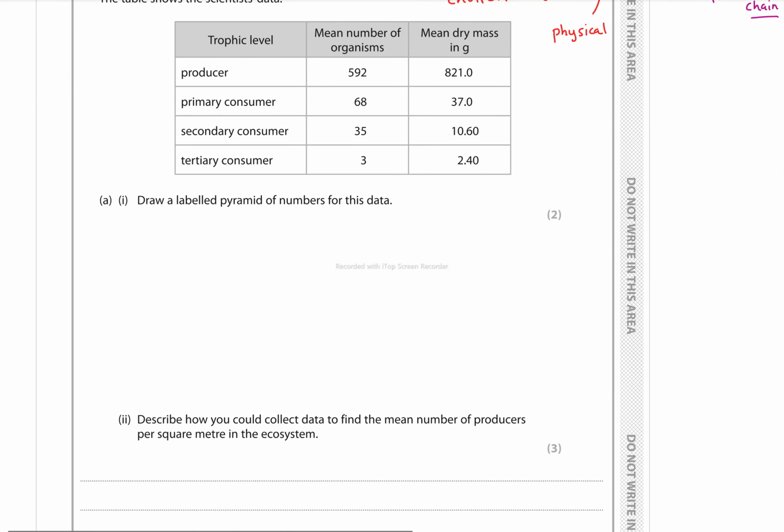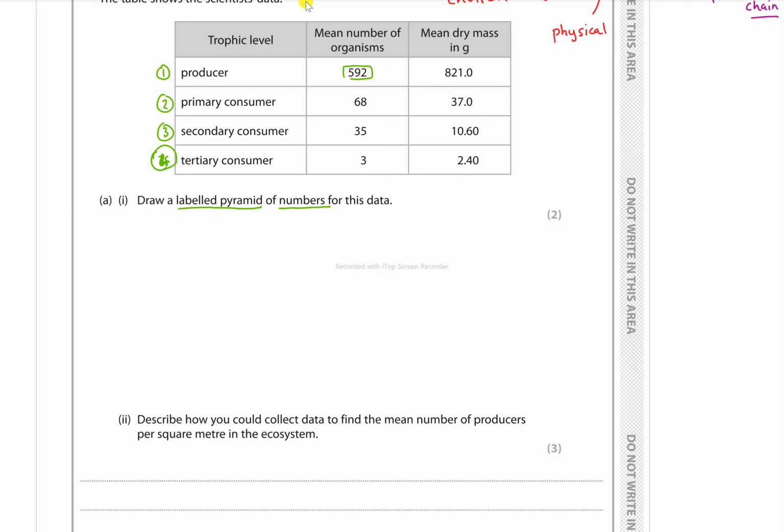They're saying the producer makes its own food, the primary consumer eats the producer, and so on. So we've got 4 trophic levels. The mean number of organisms goes down, and the dry mass goes down. We need to draw a labeled pyramid of numbers, not mass, numbers.